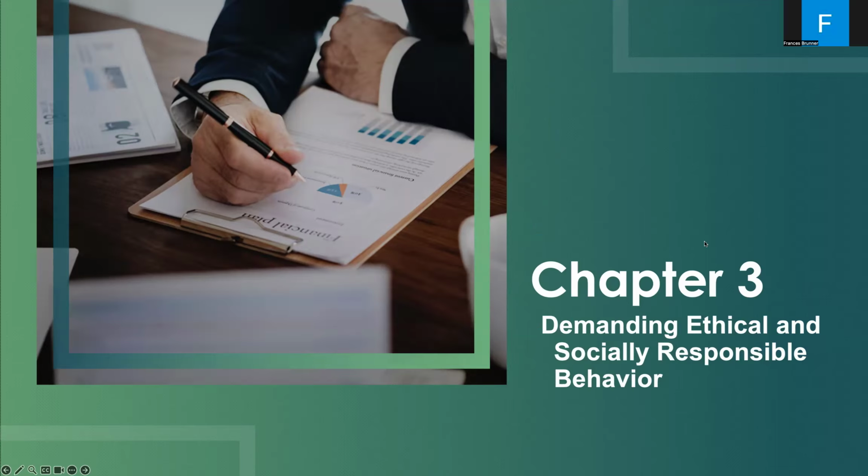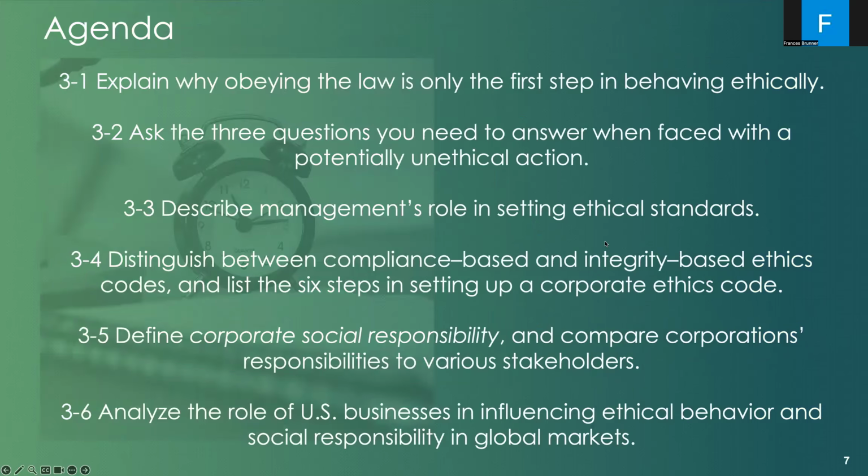So let's get started. Chapter 3, demanding ethical and socially responsible behavior. We're going to discuss why we can't just obey the law and use the law as the absolute. We'll talk about three questions that you can ask yourself when potentially faced with an unethical situation. We can describe management's role in setting standards for ethical practices. We'll discuss compliance-based and integrity-based ethics and list 6 steps in setting up a corporate ethics code.